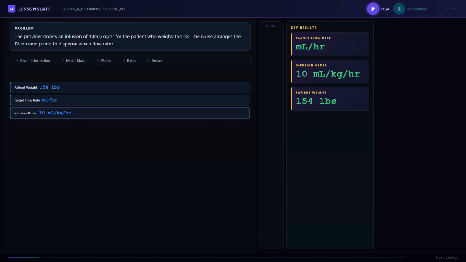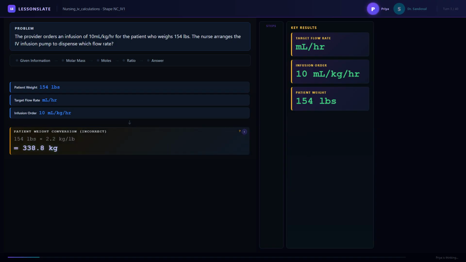Okay, so the order is in kilograms, but the patient's weight is in pounds. I need to convert the pounds to kilograms first. So, I would take 154 pounds and multiply it by 2.2 kilograms per pound, which would be 338.8 kilograms. Is that the right way to start?